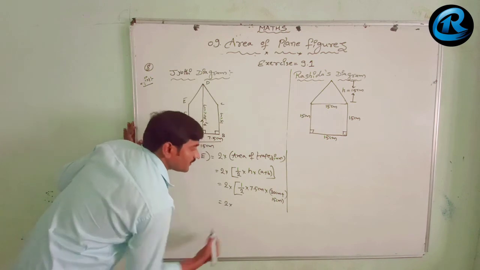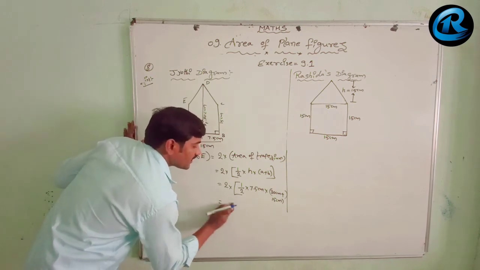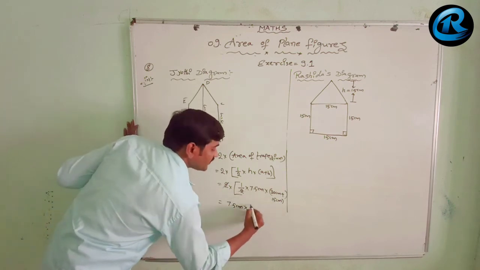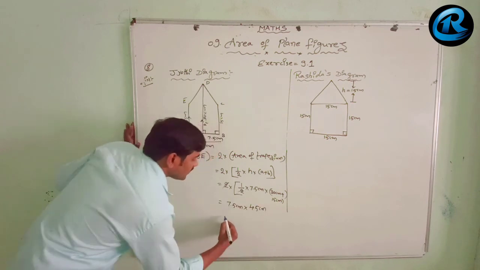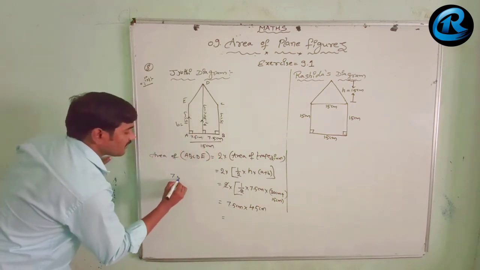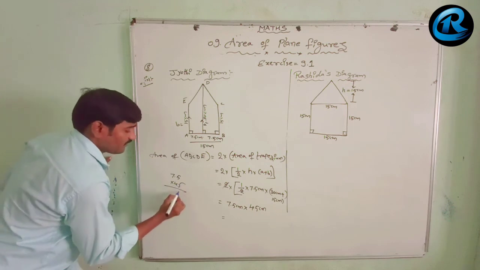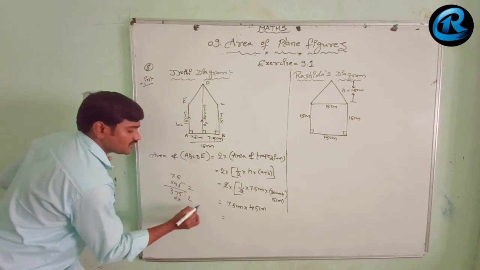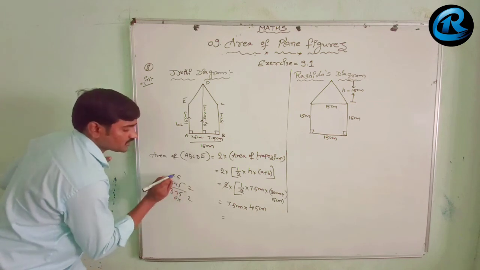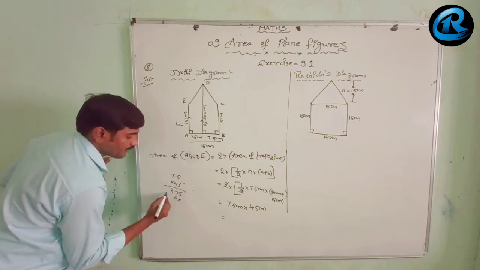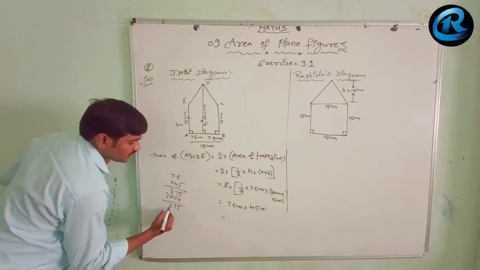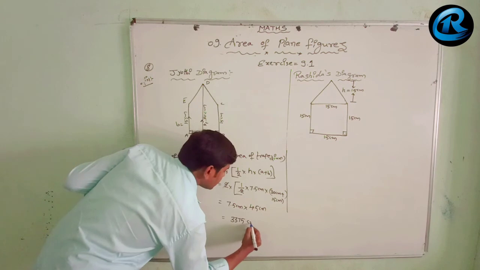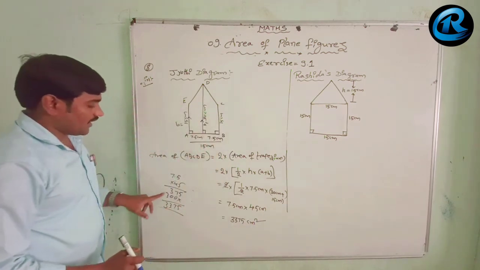So here 2 into, let us write here, this 2 and 2 get cancelled. Here 7.5 centimeters into 30 plus 15, that is 45 centimeters. Let us do it now. 7.5 into 45. 5 5s are 25, 2 carry. 5 7s are 35 plus 2, 37. 4 5s are 20 plus 2 carry. 4 7s are 28 plus 2, 30. Now it is 3375. 3375 centimeter square.